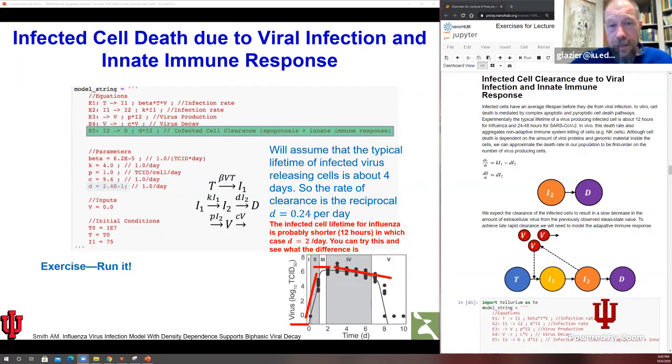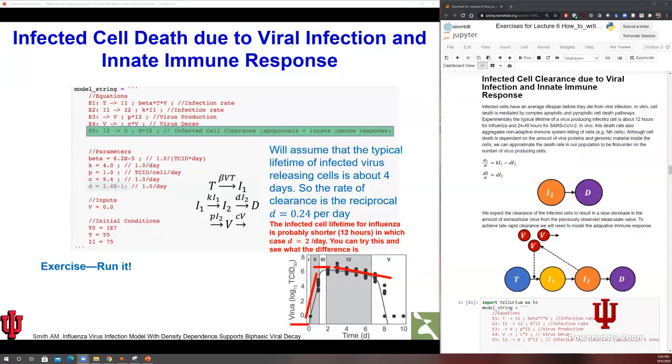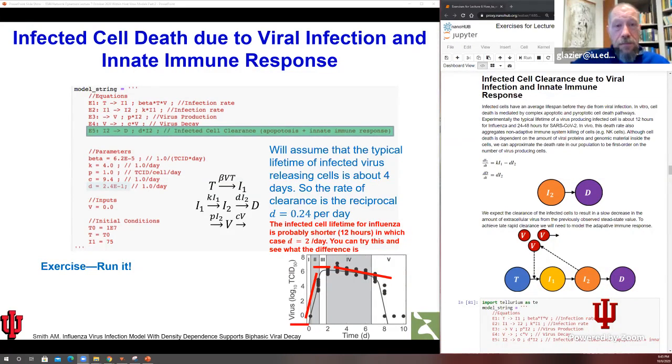Okay, is everybody back? Yep. Okay, great. Were people able to fire up NanoHub and load the model that we were working on from last time? If you scroll down, you'll find that we're here: Infected cell clearance due to viral infection and innate immune response.